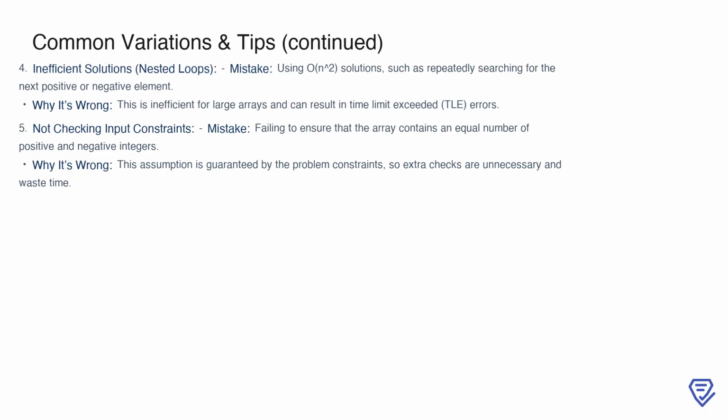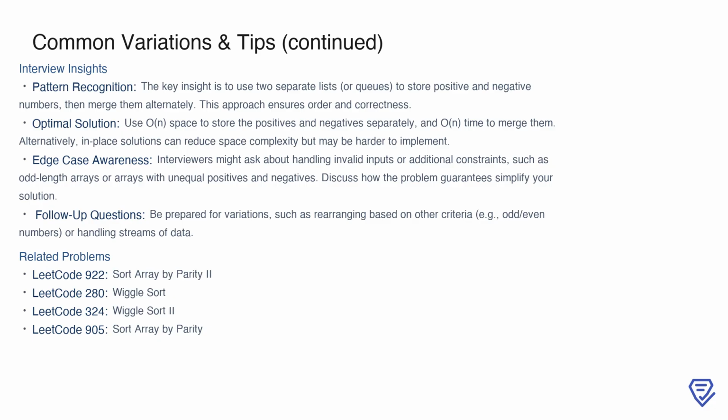To succeed in interviews, focus on recognizing the underlying pattern. A key insight is to separate the positives and negatives into two lists or queues, and then merge them alternately. This approach ensures the correct order while maintaining simplicity. An optimal solution will use O(n) space to store these separate lists and O(n) time to merge them. For those aiming to optimize further, an in-place solution can reduce space complexity, but it's more challenging to implement correctly.